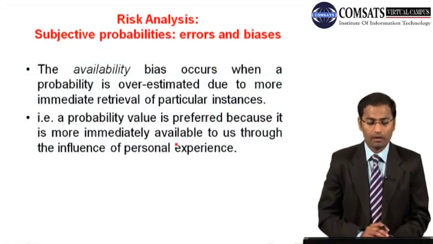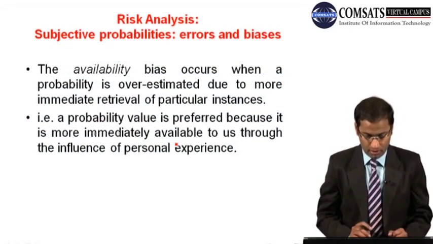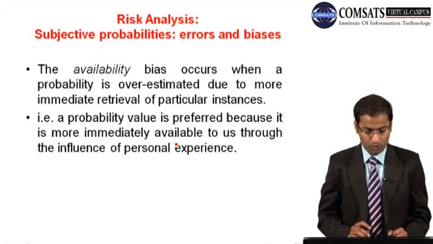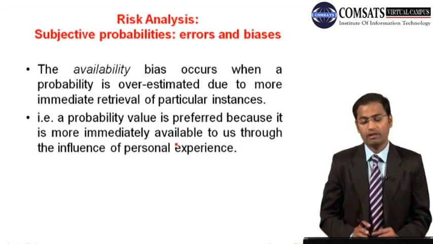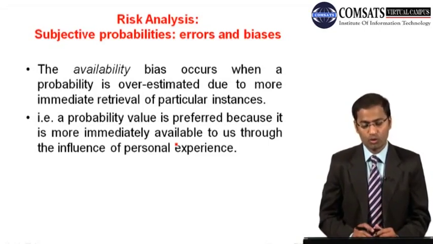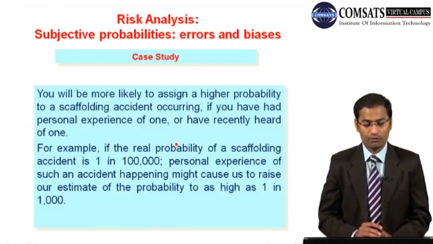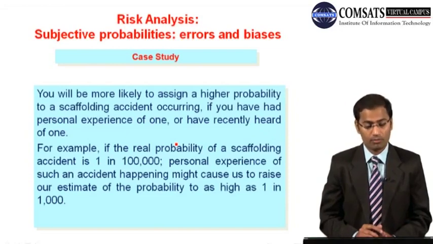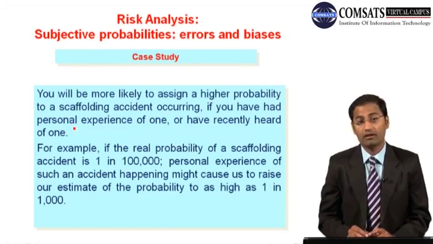And then, the availability bias occurs when a probability is overestimated due to more immediate retrieval of particular instances. A probability value is preferred because it is more immediately available to us through the influence of personal experience. You will be more likely to assign a higher probability to a scaffolding accident occurring if you have had personal experience of one or have recently heard of one.